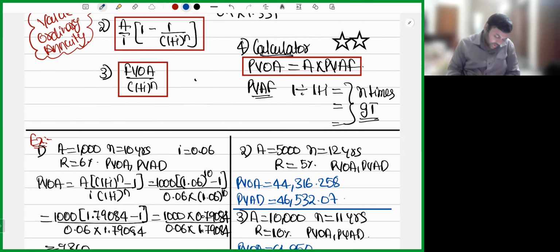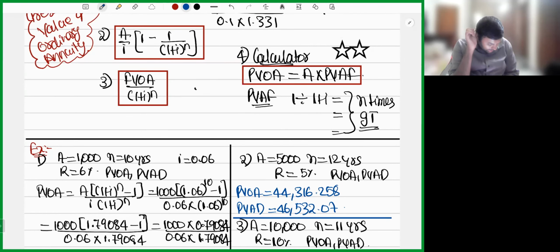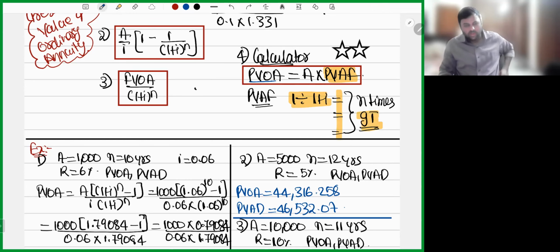Now, my dear friends, what is the calculator technique? Present value of ordinary annuity will be equal to A into present value annuity factor. How will you compute this present value annuity factor? Present value annuity factor will be 1 divided by 1 plus I, equal to symbol n times, and grand total. After getting the present value annuity factor, you'll simply multiply with A. Now, let me show you these things.